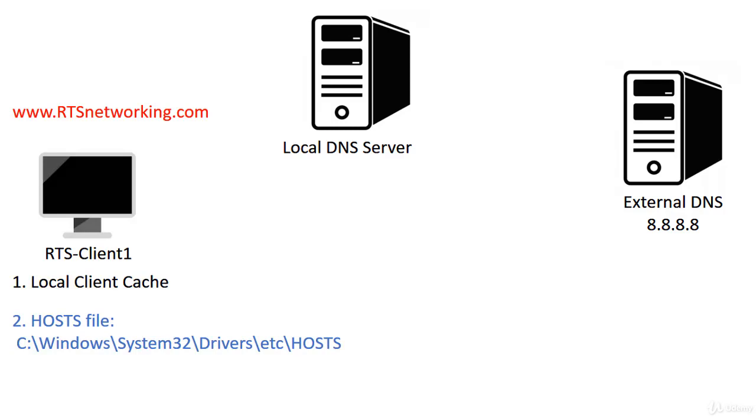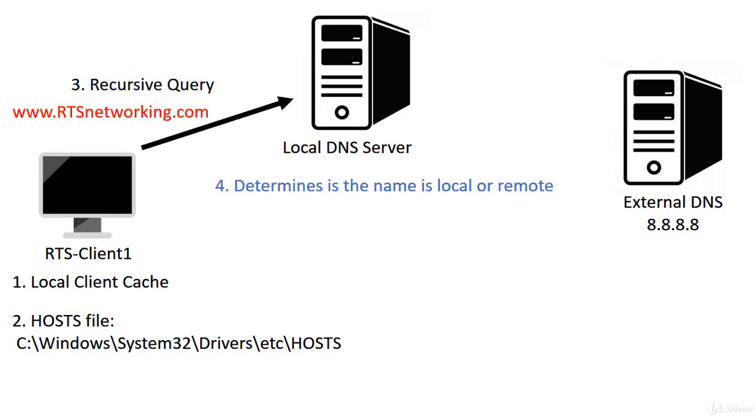Then it checks the host file, sends a recursive query to the local DNS server. The local DNS server will determine if that name is local or remote. It will check its own cache. Up to this point, that process is exactly the same as the previous lesson.